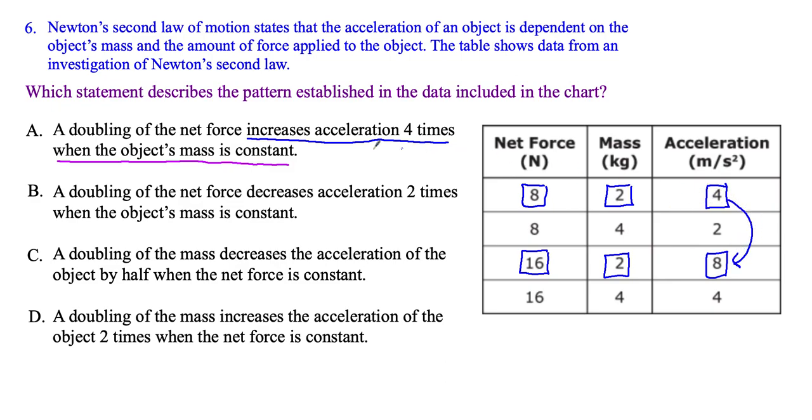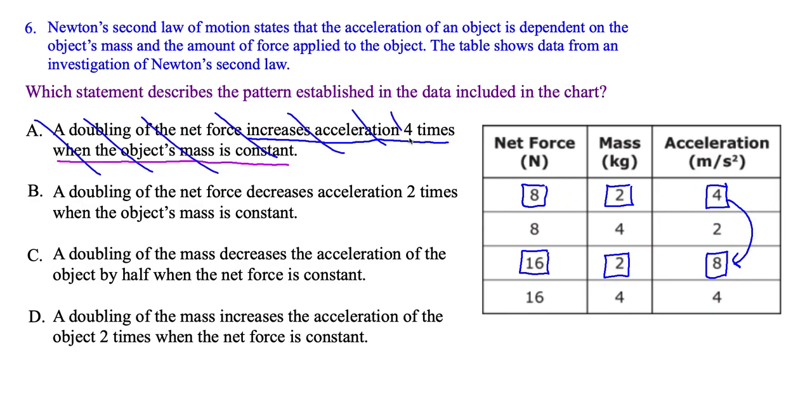So let's see, does the acceleration increase? Yes. Does it increase by 4 times? No. It increases 2 times, because 4 times 2 is 8. It does not increase by 4 times. If it were to increase by 4 times, this would be 16. So this statement is false. In other words, when I double the net force and the mass is constant, the acceleration does not increase by 4 times. It increases by 2 times. So I get rid of this one.